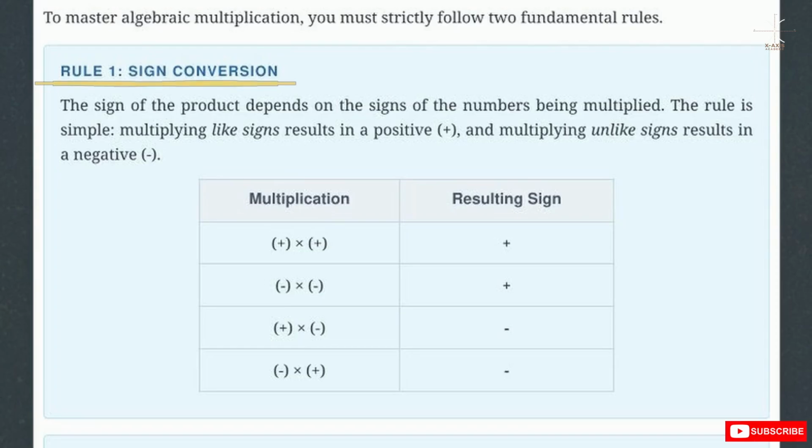Rule 1 is sign conversion. As shown in the table, multiplying identical signs results in a positive, while multiplying opposite signs results in a negative.